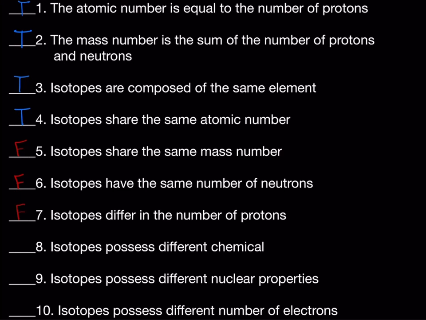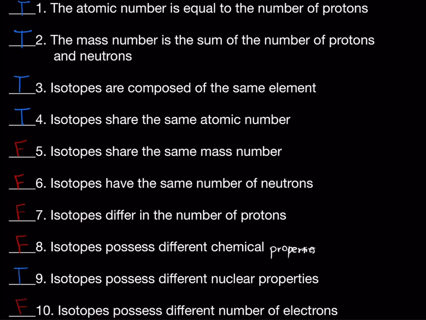Isotopes possess different chemical, it should say properties. That is incorrect. They have the same exact chemical properties. Isotopes possess different nuclear properties. They do possess different nuclear properties. So their decaying and stability in that sense is not going to be the same, but they're going to react the same way as they would if they had a different number of neutrons. Isotopes possess different numbers of electrons. So this is false. Isotopes are always going to have the same number of electrons.